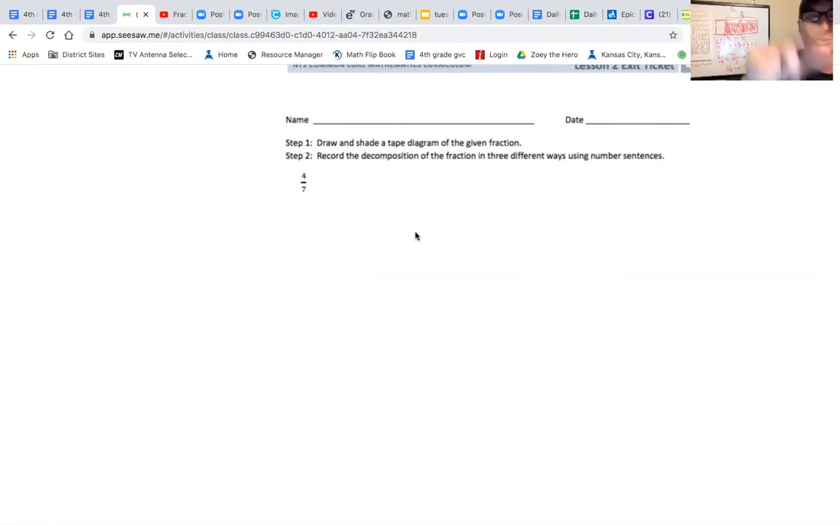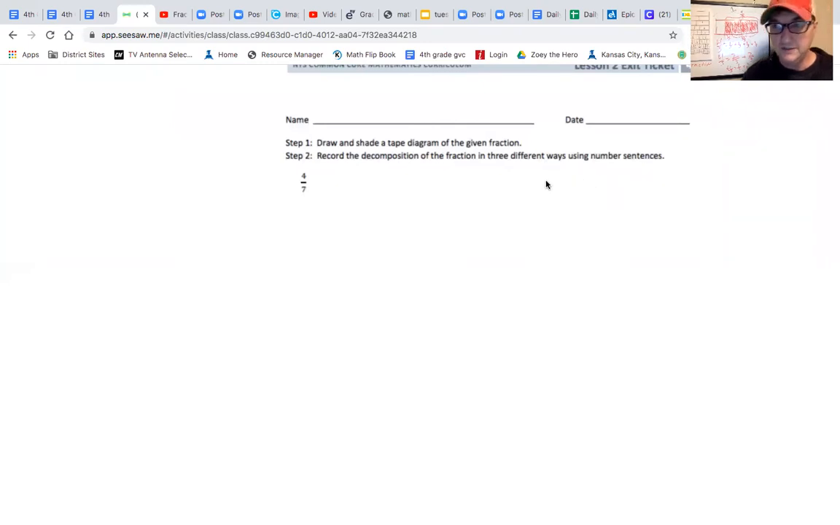So you're going to show 4/7. So that means in your tape diagram, you're going to show a total of 7 parts, right? According to the denominator. And you're going to shade in 4 of them, right? Because that shows 4/7. And then look what it says. Record the decomposition of the fraction in 3 different ways using number sentences.